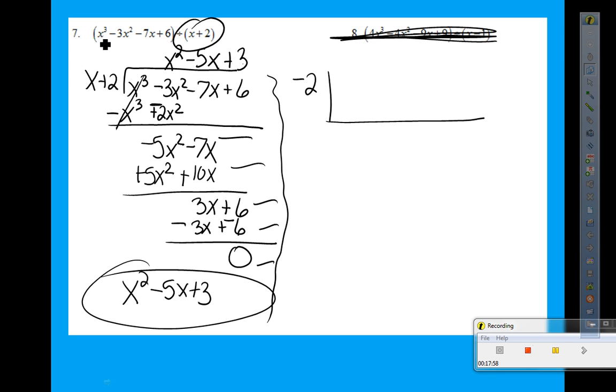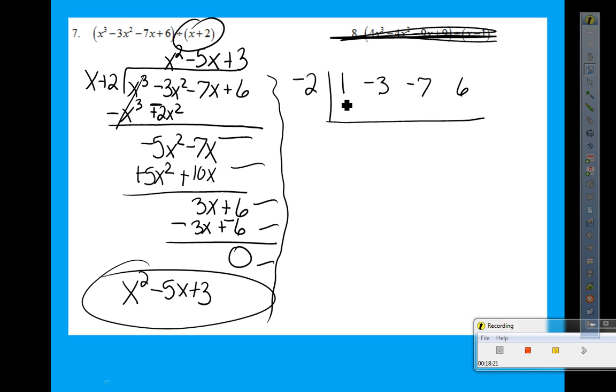So the coefficient of the x cubed is a 1. The coefficient of the x squared is a negative 3. The coefficient of the x term is a negative 7. And the coefficient of the last term is just 6. Let me move that back up so I got room to write. Now here's the process. It's the same every time. And once you master this process, it's pretty easy.